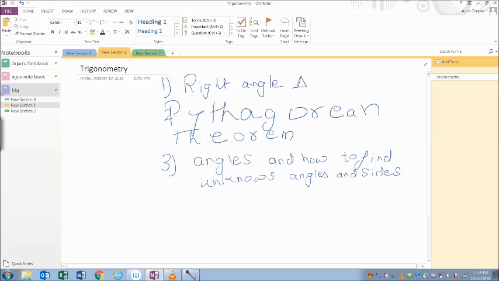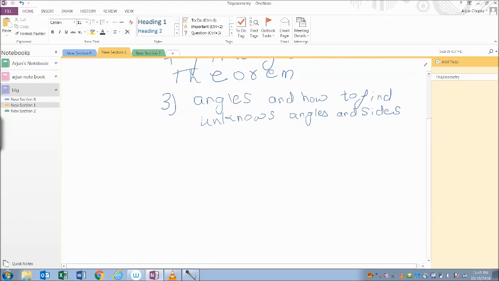So let's begin our lecture with a right angle triangle. As I said, the first part is the right angle triangle, so I'm going to draw a right angle triangle over here. A right angle triangle always has a 90-degree angle. One of the angles will be 90 degrees. In this triangle, this angle which I have shown over here is 90 degrees, and that's why it is called a right angle triangle.